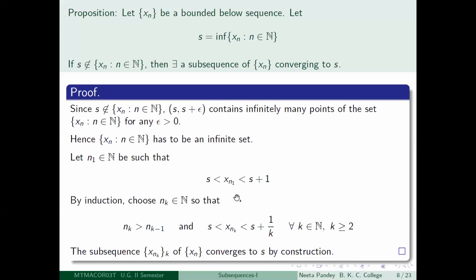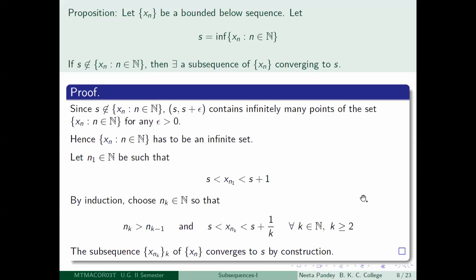So there are only finitely many terms of the sequence before the n1th term. So you can always get n2, which is greater than n1, so that xn2 also belongs to the open interval s to s plus half. So choose that and look at xn2. So you have chosen the second term of the subsequence. Similarly, you keep on doing it for every positive integer k greater than or equal to 2.